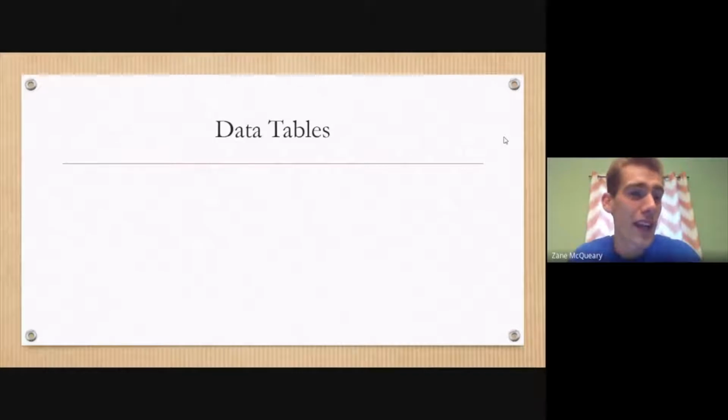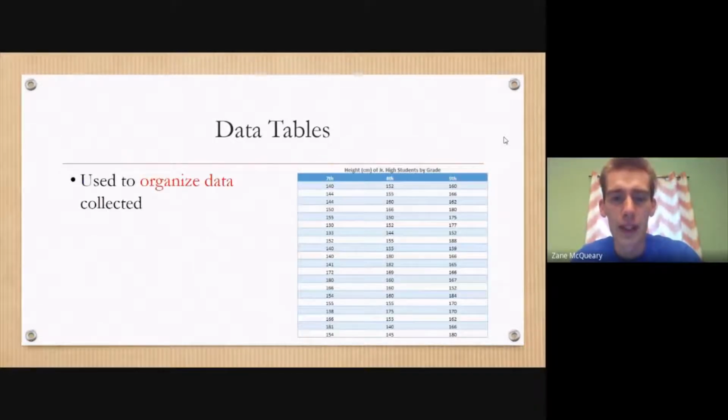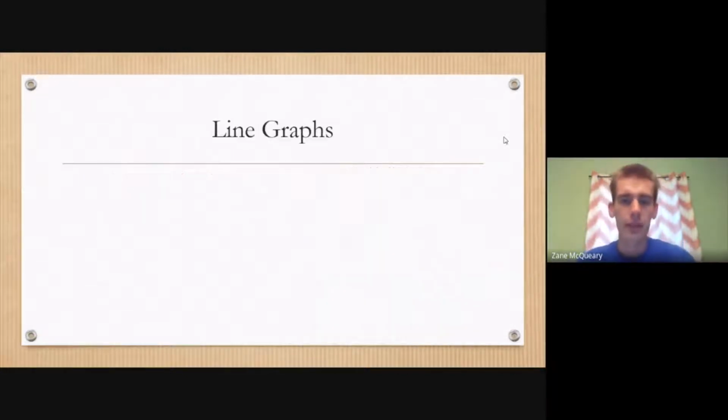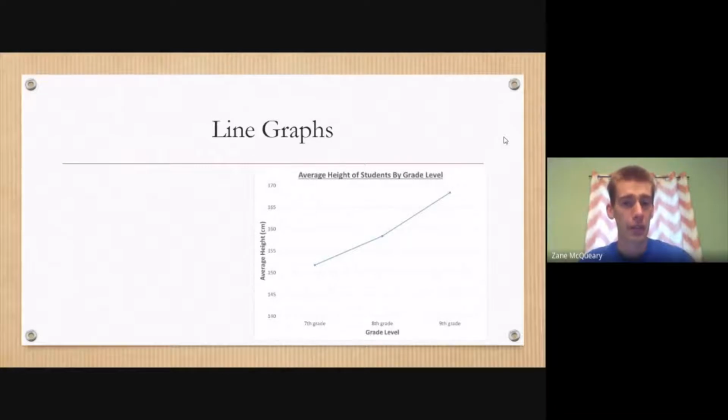All right. Now, we use data tables to help us set up our graphs. Data tables look like this. They organize data, and that's about it. It's hard to draw conclusions by just looking at the data tables, but they're nice to get your data down. Line graphs are a little easier to read.